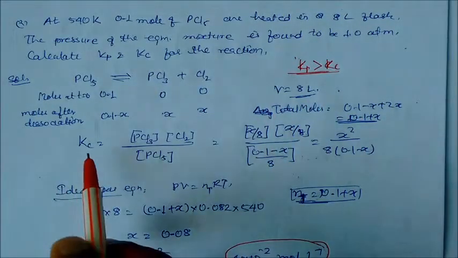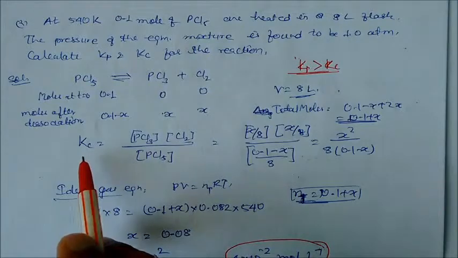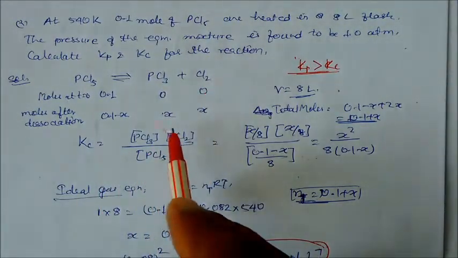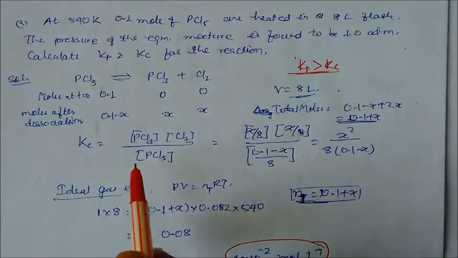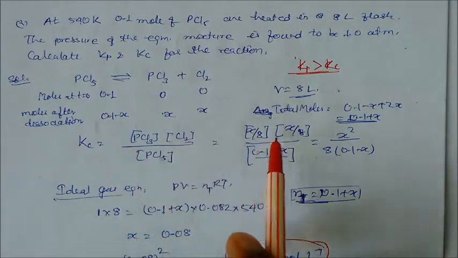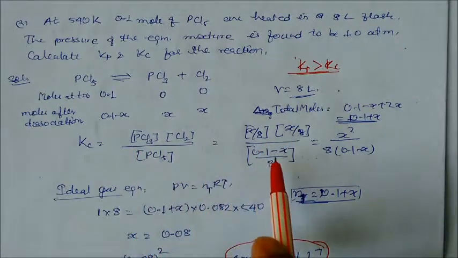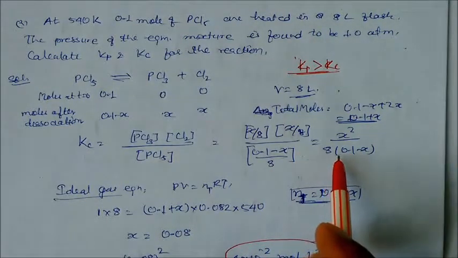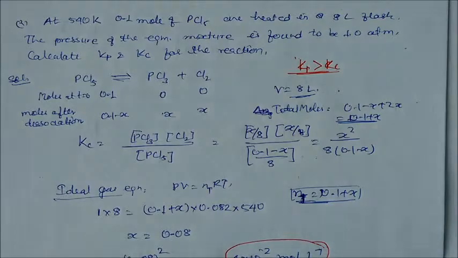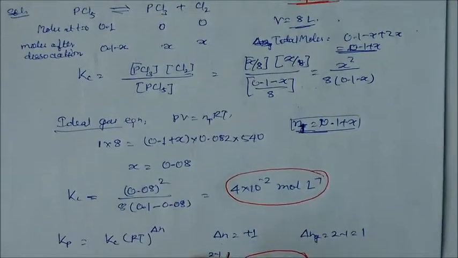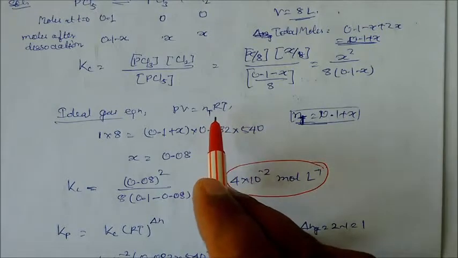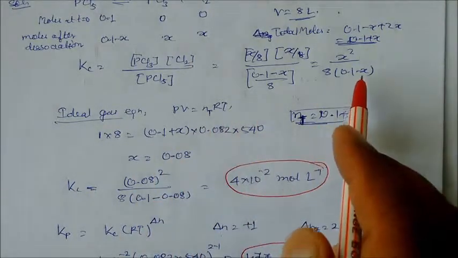According to the law of chemical equilibrium, Kc is equal to [PCl3][Cl2] divided by [PCl5], product by reactant. Substituting the values, PCl3 is X by 8, and PCl5 is (0.1 minus X) by 8. So we will get X square divided by 8 into (0.1 minus X). Now we have to find the total number of moles, n. Since the pressure is given, actually we have to find the X.